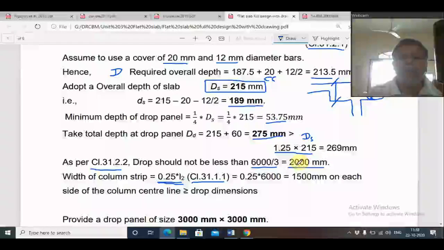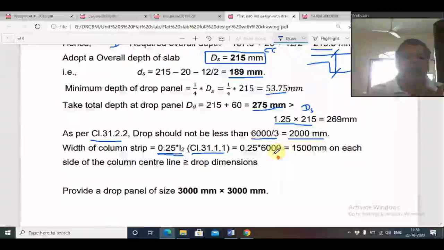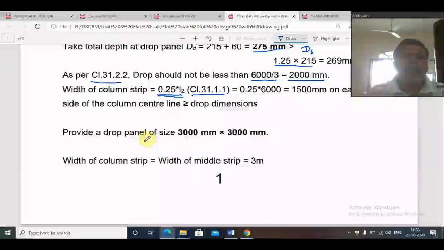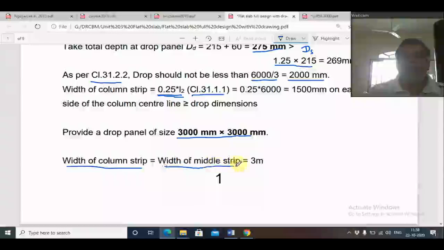To avoid confusion while substituting the values in the problem, I will keep the width of the column strip equal to the width of the drop. The minimum requirement is 2000. I am providing 3000, so we are on the safer side. So I am providing a drop panel of size 3 meter by 3 meter, then the width of the column strip as 3 meter. Then what is the width of the middle strip?